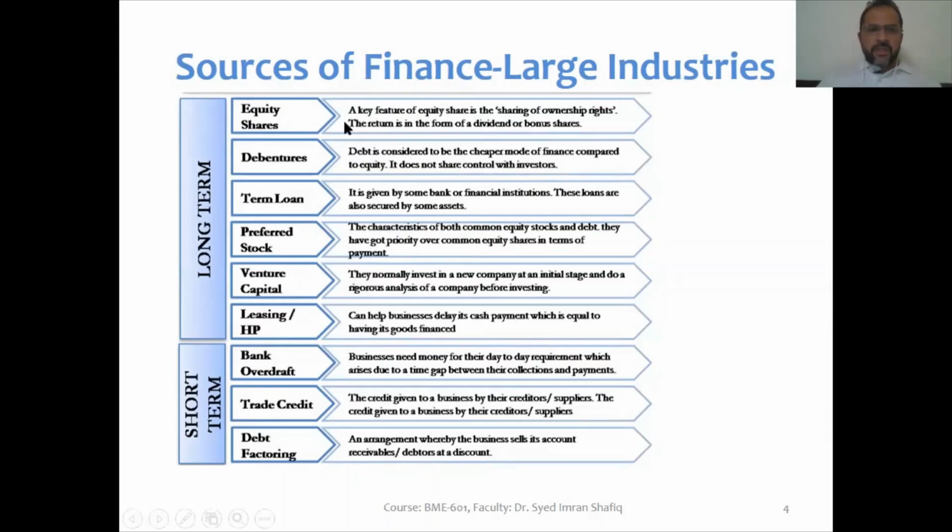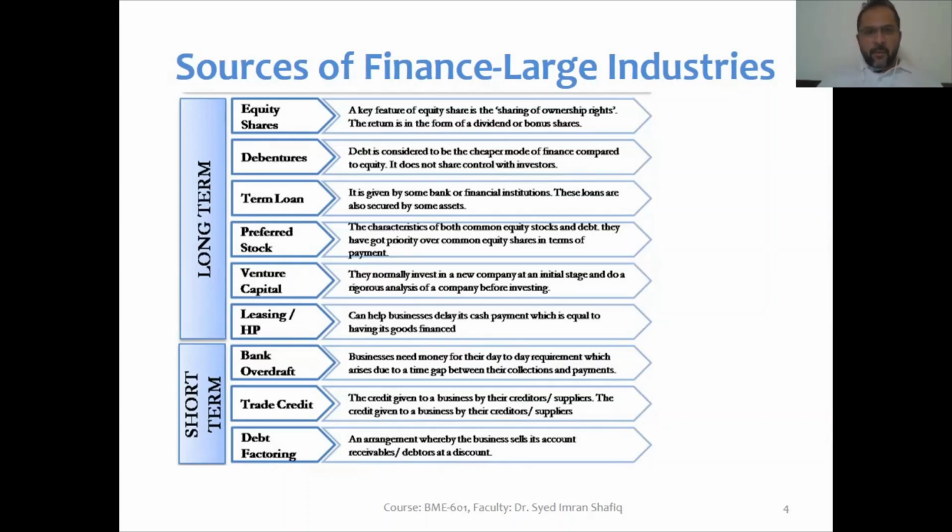For example, first is equity share. The key feature of equity share is sharing of ownership rights. The return is in the form of dividend or bonus shares. A businessman can float his shares, people can get equity share, but the key salient feature of this is that they will be getting ownership right in that business. Other one is debentures. Debentures is considered to be the cheapest mode of finance compared to equity. It does not share control with investors.